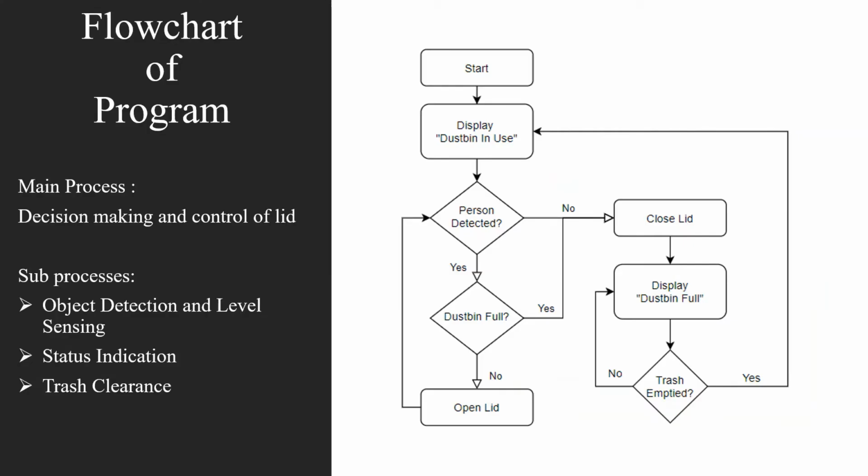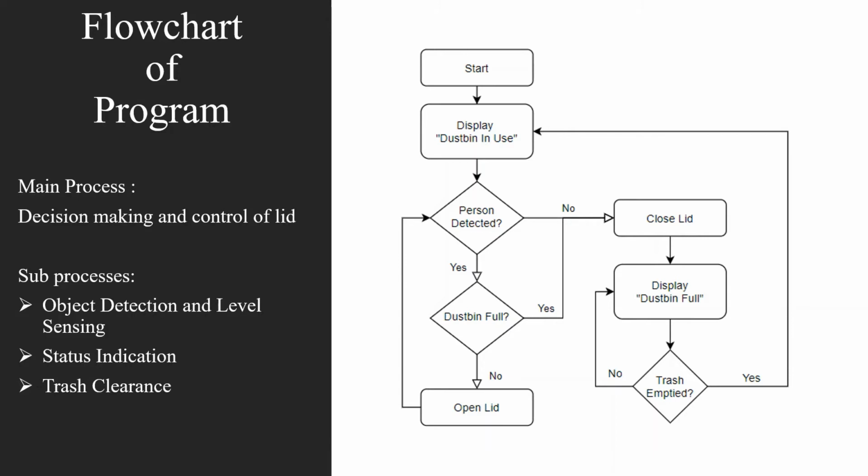So first, I will go through the flowchart of the program so as to give you an idea of what the smart dustbin essentially has to do. The program is broken down into four main parts. One is the main process, of course, which handles the decision making and control of the lid, which decides whether the lid should be open or closed based on the dust, whether the dustbin is full and when someone approaches it.